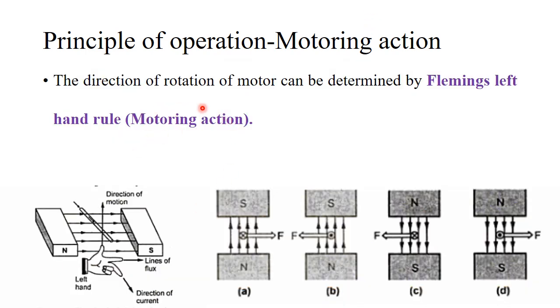The direction of rotation of a motor can be determined by Fleming's left hand rule. The forefinger gives the direction of lines of flux, the middle finger gives the direction of current, and the thumb gives the direction of motion. So that is the rotation of the motor.